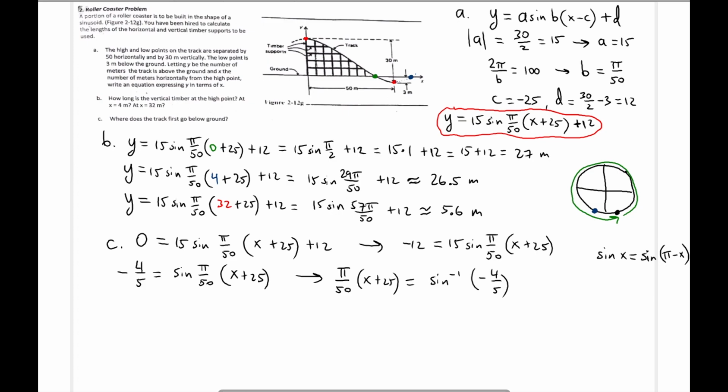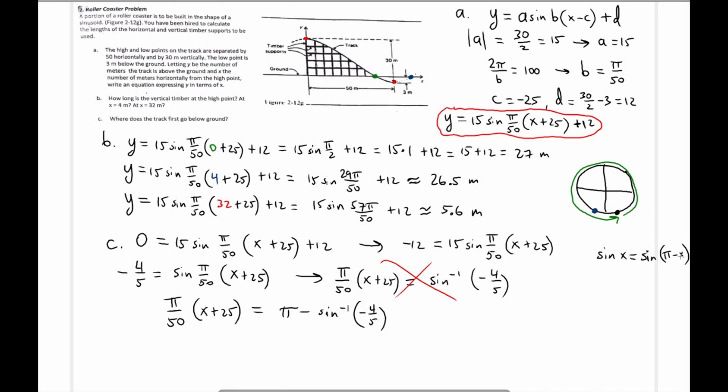So what that means is that instead of using this, cross it out, because it will give you the wrong angle, which is that angle, but we should need this, right? So how do we get this angle? We get it from this formula. So namely, we said pi over 50 x plus 25 is equal to pi minus the arcsine of negative 4/5.